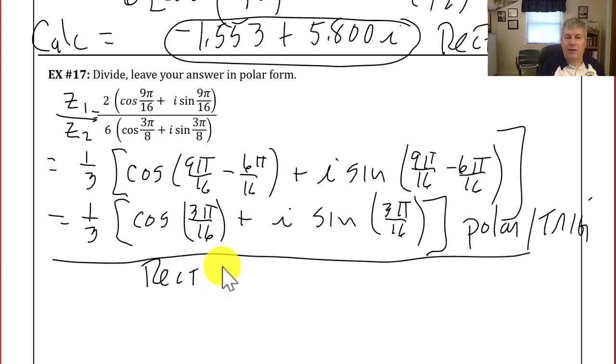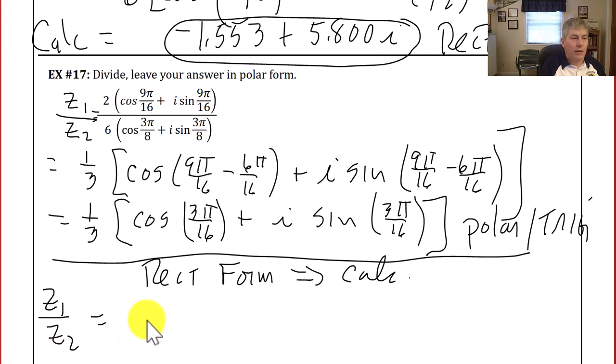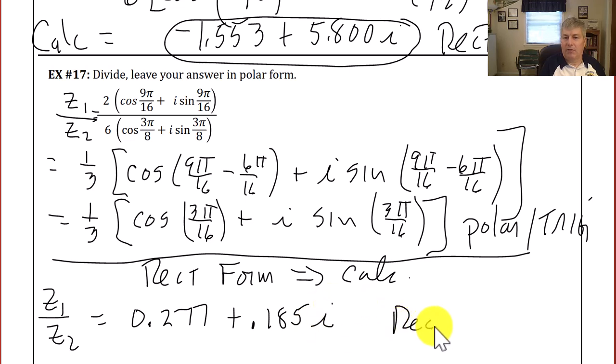If we wanted rectangular form, we'd have to use our calculator. So if we want rectangular form, we'd have to put it in the calculator, and we would get Z1 over Z2 equals 0.277 plus 0.185 i. So this is our rectangular form, and we got that by putting the polar form using radian mode into our calculator.